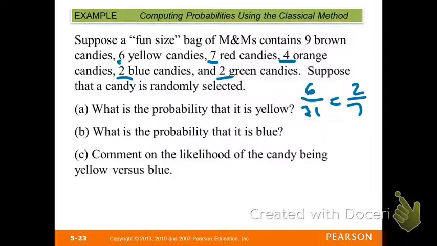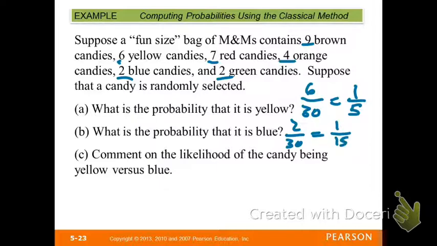The probability that the candy is blue is 2 out of... Oh, man, hold on. I need to back up. I made a mistake. I left out the 9 brown M&Ms up there. 6 out of 30, 1/5 or 0.2 probability there. The probability that it is blue is 2 out of 30, which is 1 out of 15 or 1/15.